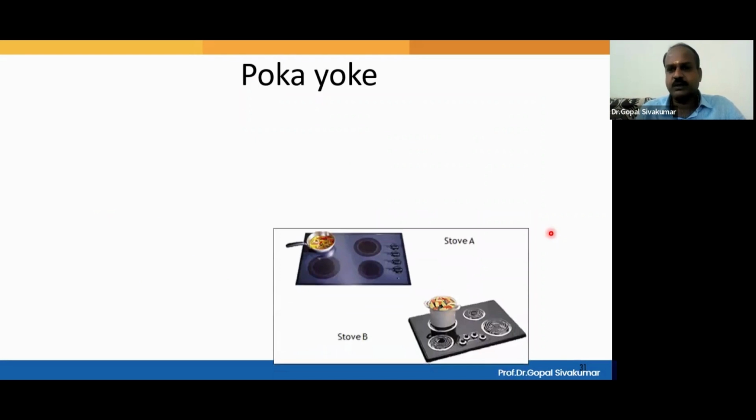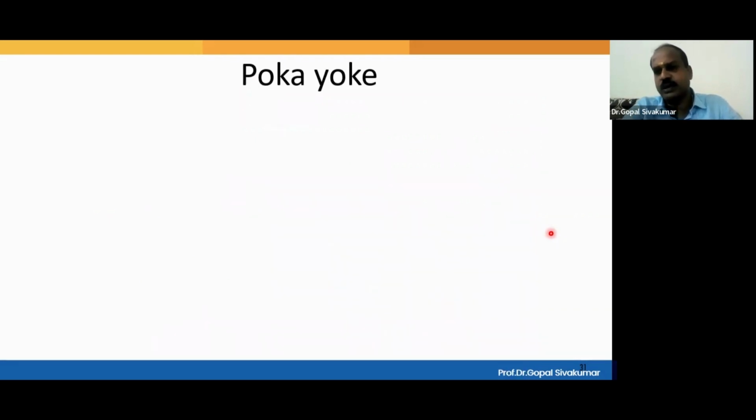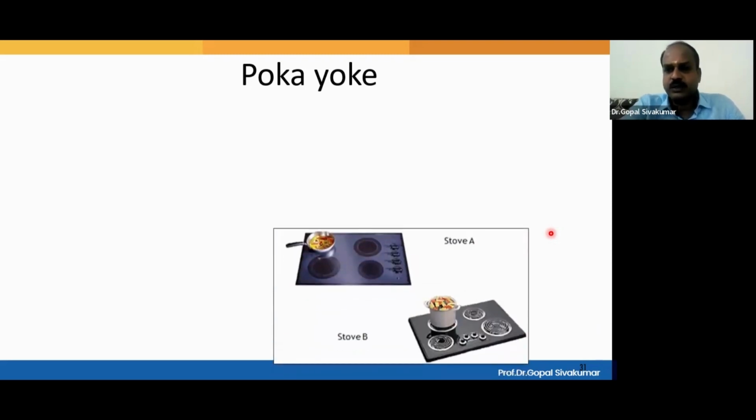And there comes another tool called poka. So poka is a kind of lean tool, and poka is a Japanese term which means mistake proofing, right? And see here, I'm showing you there are two different models of stoves. Stove A is like this and stove B is like this. If I want to switch on the burner, which knob should I use? Whether the second knob will control the stove or the third one will control the stove. And this is not very clear in this design.